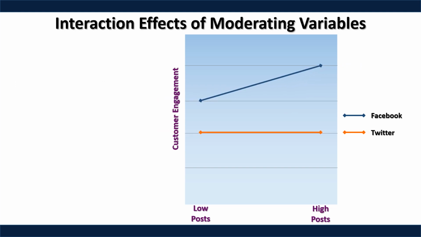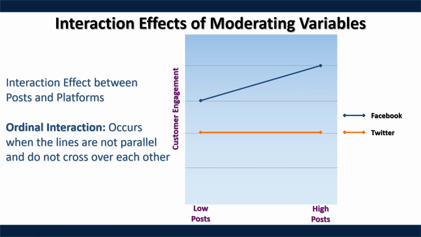The third arrangement is an example of an interaction effect because the data are telling us that the differences between number of posts on customer engagement depend on social media platform. For Twitter, the number of posts does not influence customer engagement, but for Facebook, high number of posts seem to engage customers significantly more than low number of posts. Because these differences depend on social media platforms, this is an example of an interaction effect. Also, you'll notice that the lines never cross or intersect. Because they don't, we call this an ordinal interaction.